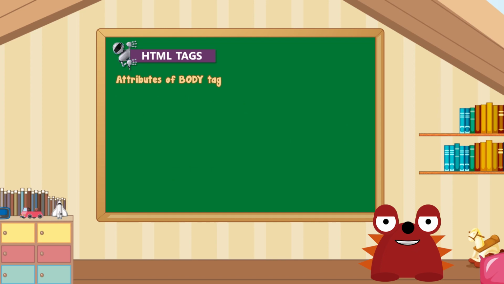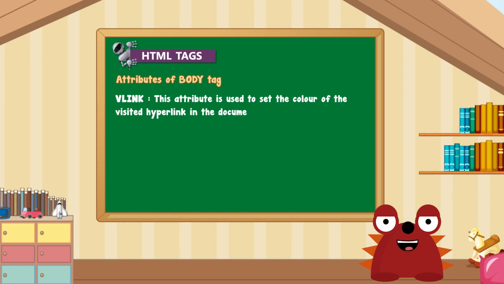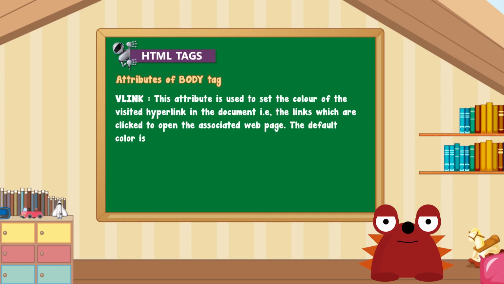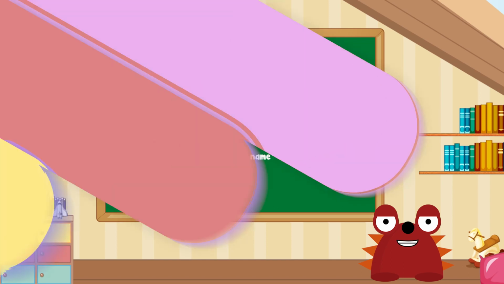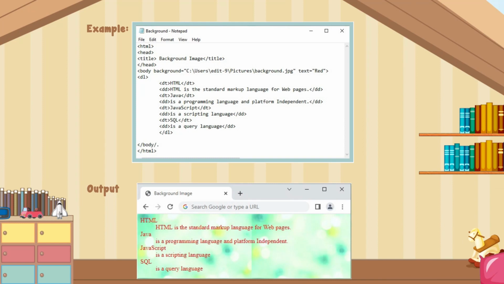And lastly, the eighth attribute is vlink. This attribute is used to set the color of the visited hyperlink in the document, that is, the links which are clicked to open the associated web page. The default color is purple. Syntax: body vlink is equal to color name. And this would be our output.